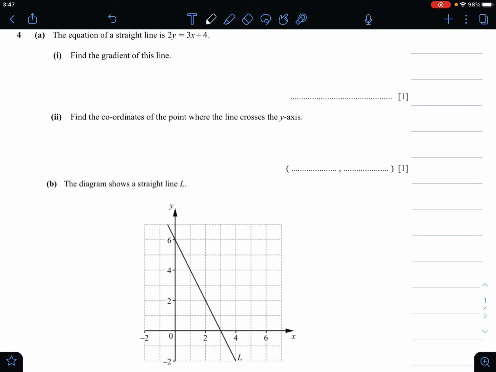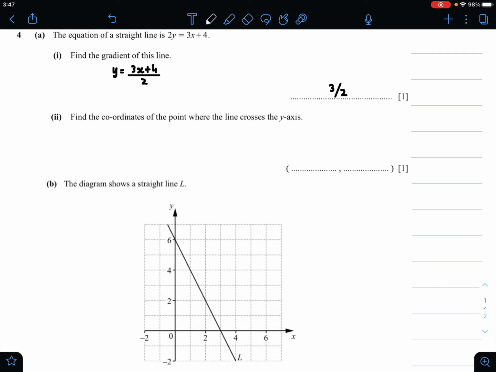So for part A1, they are asking us to find the gradient of the line. Now, they have given us the equation of the line, but an equation of a line is usually in the form y is equal to mx plus c. And y doesn't have a coefficient, or even if it does, it would be 1. So let's take the 2 to the other side of the equation. So y is equal to 3x plus 4, the whole thing divided by 2. And now we can write the gradient of the line, which is 3 divided by 2, or 1.5.